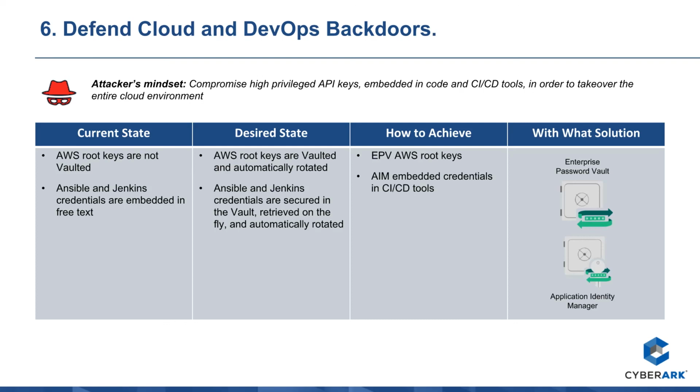Their cloud platform root keys, such as AWS, aren't being vaulted and are just sitting on someone's desktop. Tools like Ansible and Jenkins are also storing privileged credentials in clear text just waiting to be stolen. We need to get clients to a state where this isn't happening. We need to vault AWS root keys and automatically rotate them just like any other credential. Additionally, those CI/CD tools are vaulted and secured as well. These credentials are retrieved on the fly and automatically rotated.